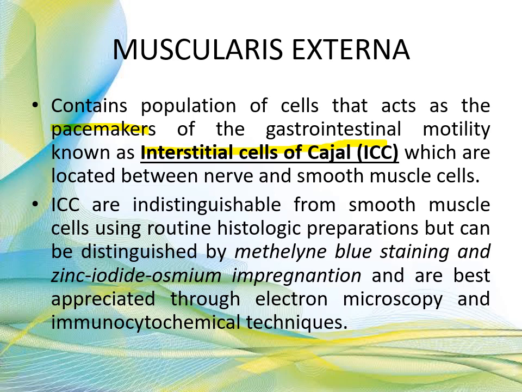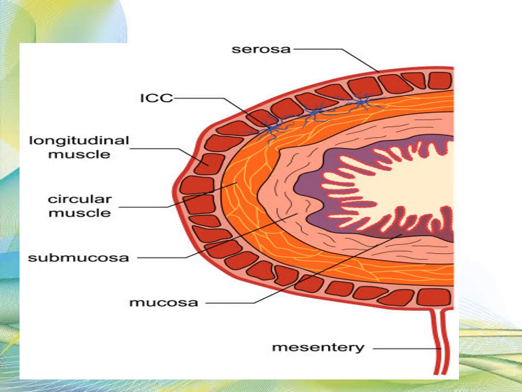So ano yung mga ICC? Yung ICC are indistinguishable from smooth muscle cells using routine histologic preparations. Pero pwede sila ma-distinguish by methylene blue staining and zinc iodine osmium impregnation. So ito yun, yung ICC. Bakit parang color blue siya? Kasi pag sinilip nyo sa microscope, ang ginamit nga na stain is methylene blue. Ano bang kulay ng methylene blue? It's color blue.